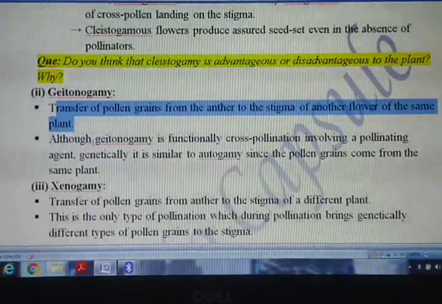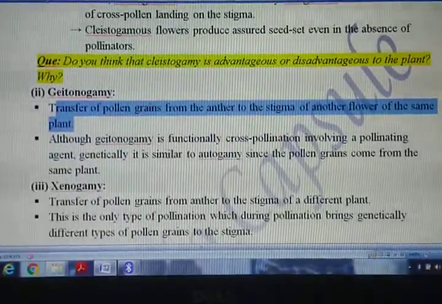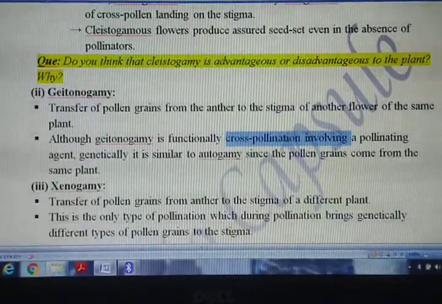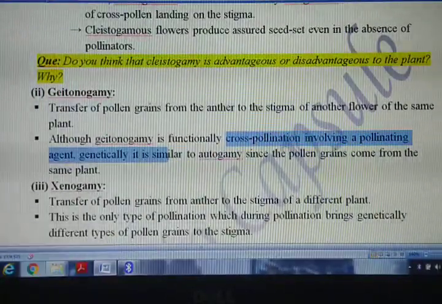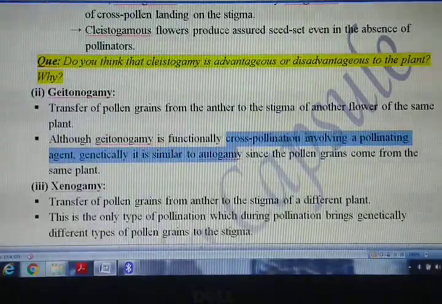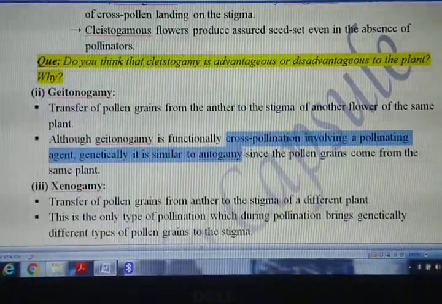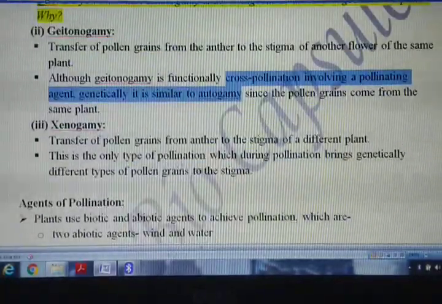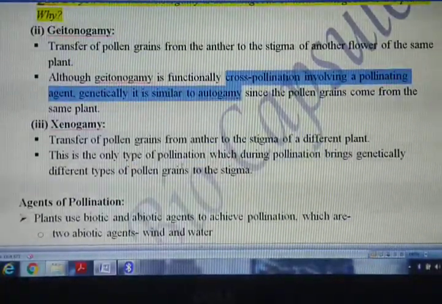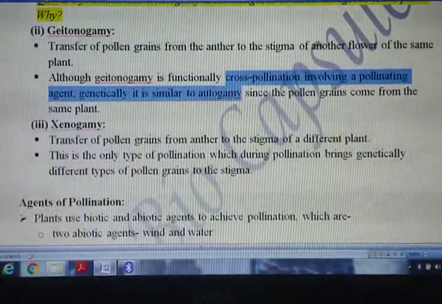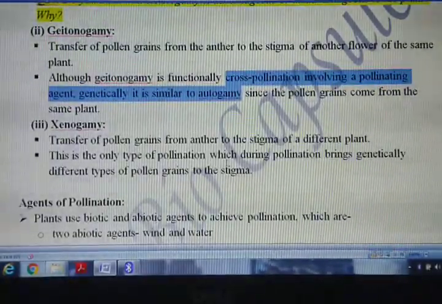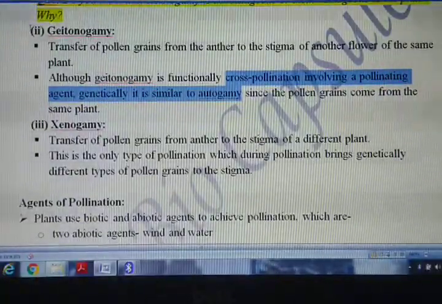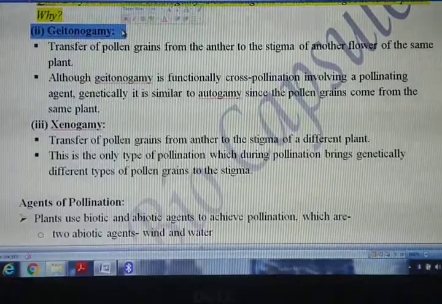And though this geitonogamy is functionally cross pollination, since the flowers are different, but genetically they are going to be similar to each other because they are present on the same plant. Transfer to some other plant is not happening here. The same plant, only the two flowers are involved, on the same plant. So this process over here is called geitonogamy.